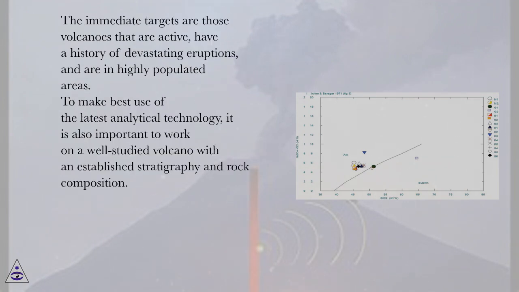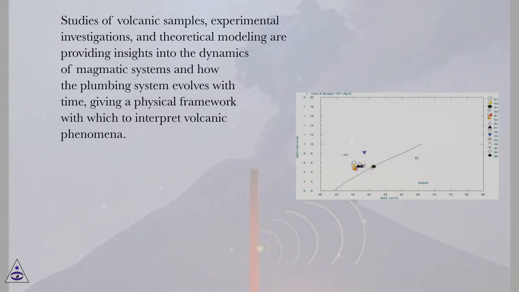The immediate targets are those volcanoes that are active, have a history of devastating eruptions, and are in highly populated areas. To make best use of the latest analytical technology, it is also important to work on a well-studied volcano with an established stratigraphy and rock composition. Studies of volcanic samples, experimental investigations, and theoretical modeling are providing insights into the dynamics of magmatic systems and how the plumbing system evolves with time, giving a physical framework with which to interpret volcanic phenomena.